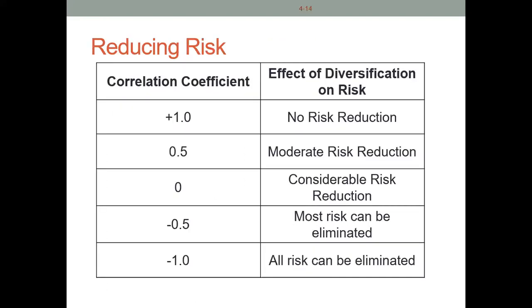So this is a simple chart of reducing risk. You can see that a plus one correlation means no risk reduction, so it is highly risky. 0.50 is a moderate, considerable risk reduction. So all risk can be eliminated. If we want to eliminate the risk in a portfolio, then the correlation between the stocks should be negative. If we want to develop a highly risky assets portfolio, then the correlation between the assets should be positive.